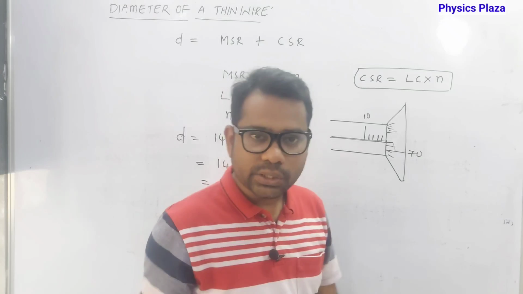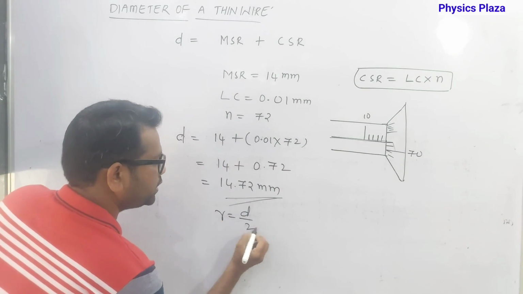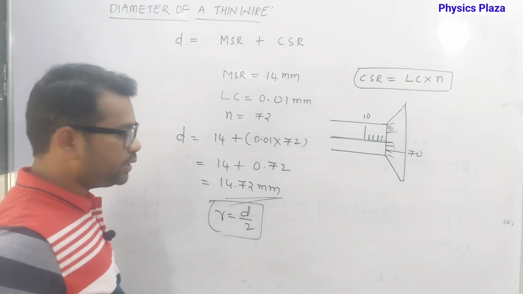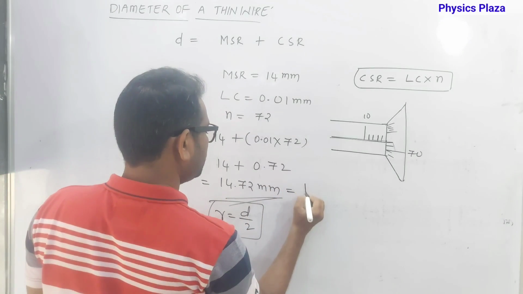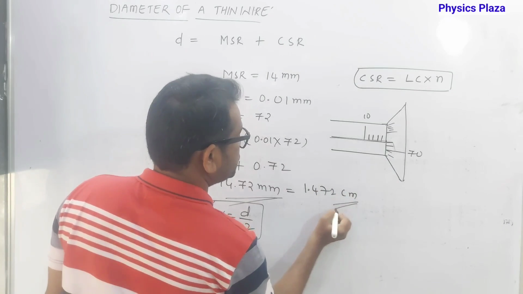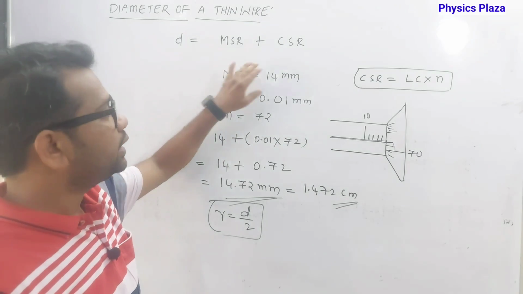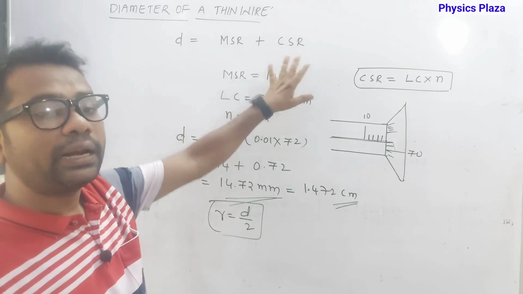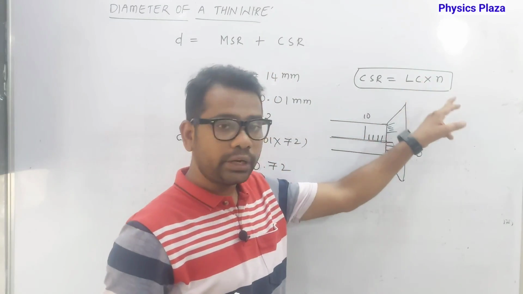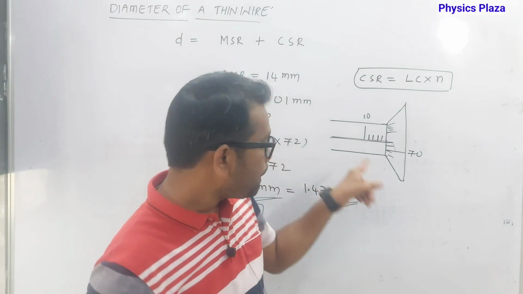If you want to calculate the radius of this marker, the radius is equal to diameter by 2, so you can also calculate that. It is 14.72 millimeter. If you want it in centimeters, this will be 1.472 centimeters. So this is how we can take the main scale reading and the circular scale reading. Again, how to calculate the circular scale reading, children? It is the least count into the number of divisions on the circular scale which is coinciding with the baseline.